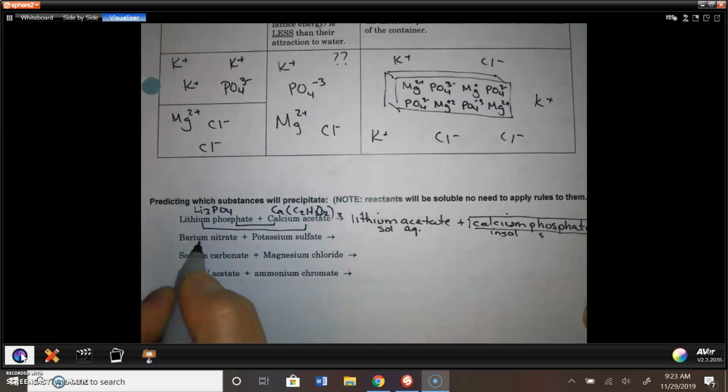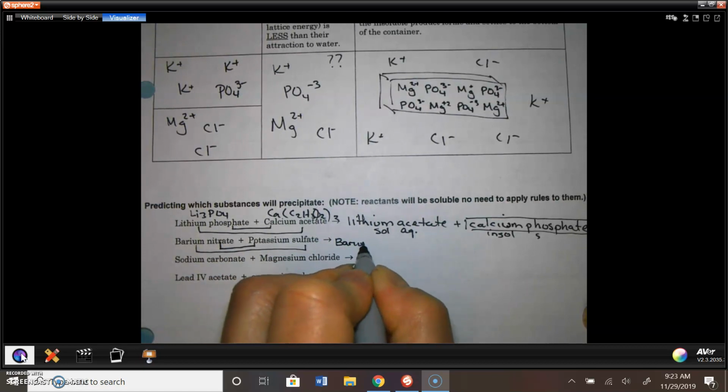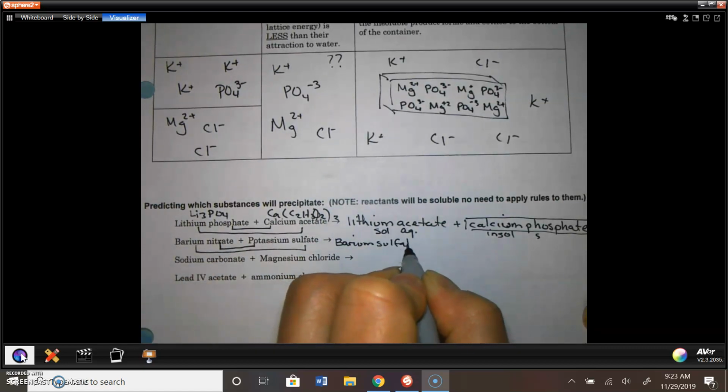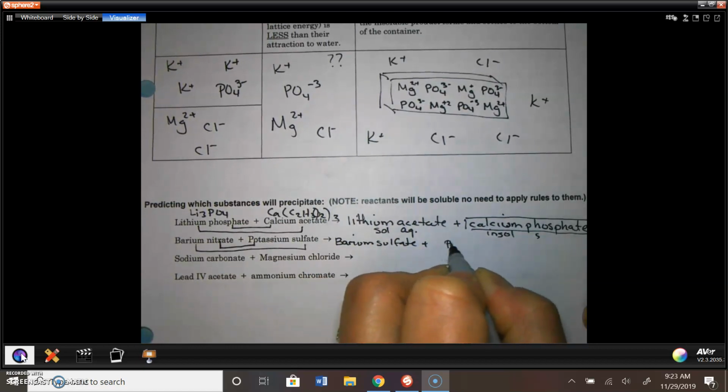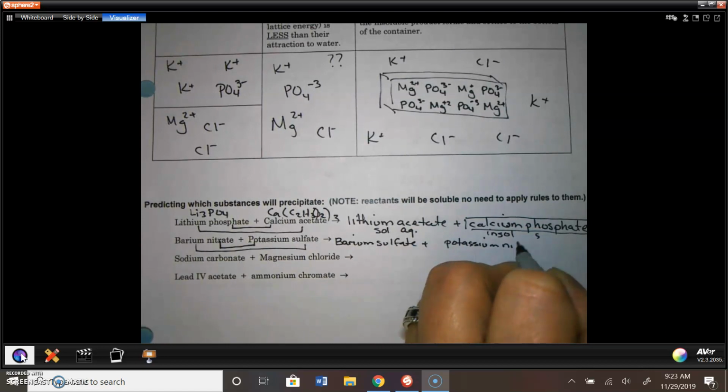Partnering up, barium would go with the opposite anion. Potassium would go with the opposite cation. So what are my 2 possibilities? Barium, I'm running out of room here, not writing straight. Barium sulfate and potassium nitrate.